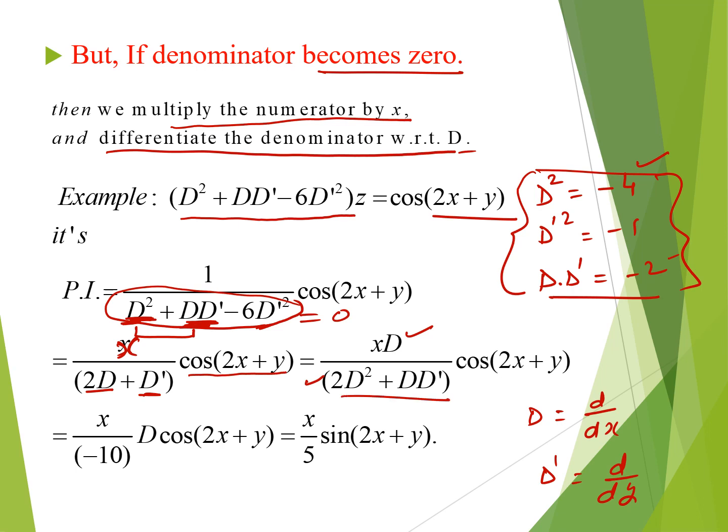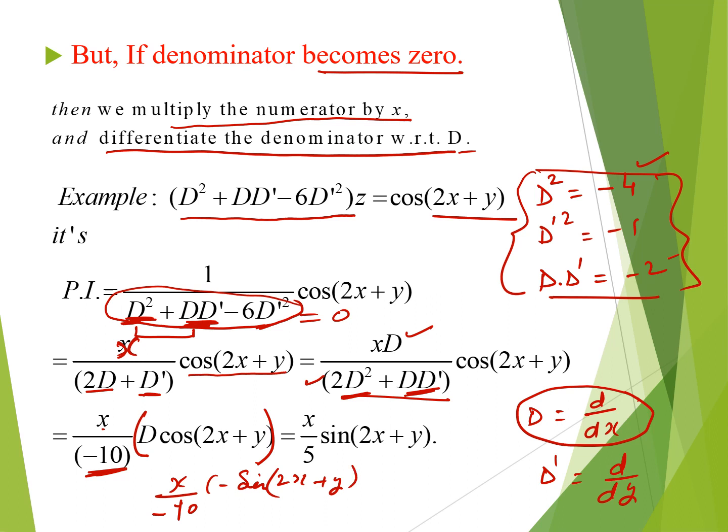plus D dash. Now again we substitute the values over here, we get minus 10, x is same, and differentiation of cos 2x plus y with respect to x. When we differentiate with respect to x, x over minus 10 is same, that means cos is converted into minus of sine 2x plus y, and multiply with this 2. So finally 2 is cancelled, so finally we have the solution x by 5 sine 2x plus y.